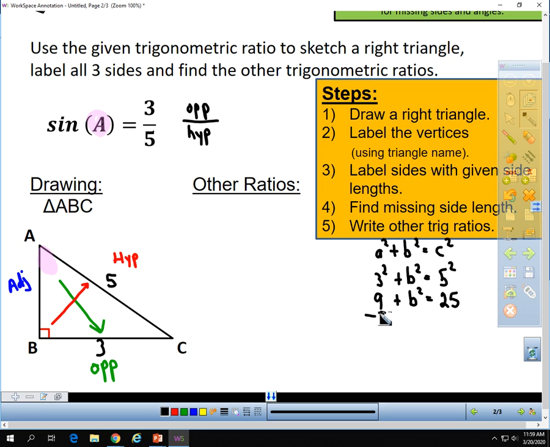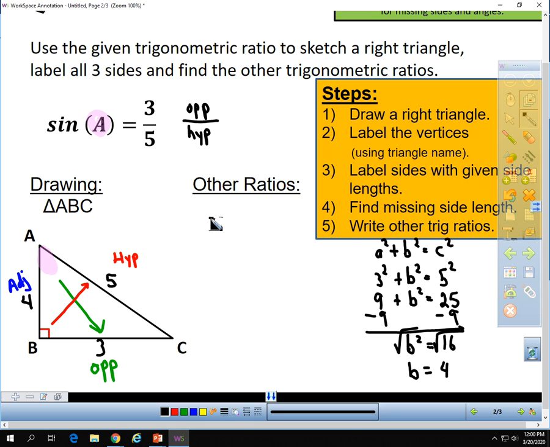I will then subtract 9 from both sides. This gives me b squared is equal to 16. Taking the square root of both sides lets me know that b is equal to 4. And I'm going to be labeling b, which is the adjacent side, as 4. Now that we have completed step 4, we found the missing side length.